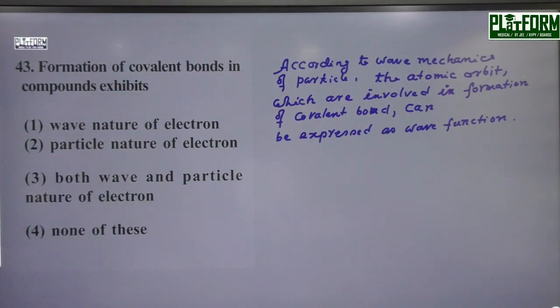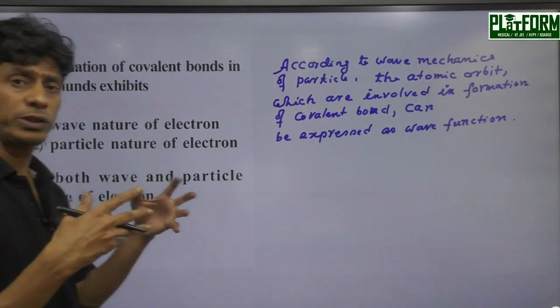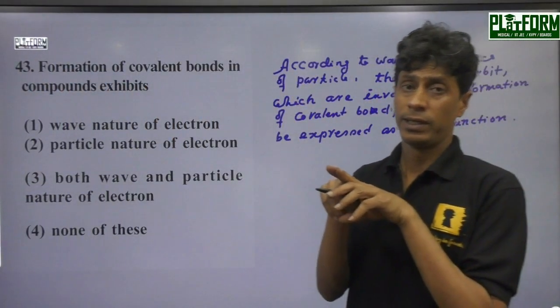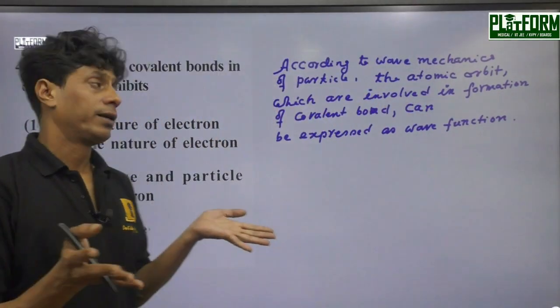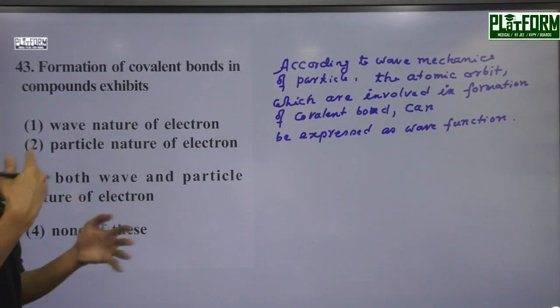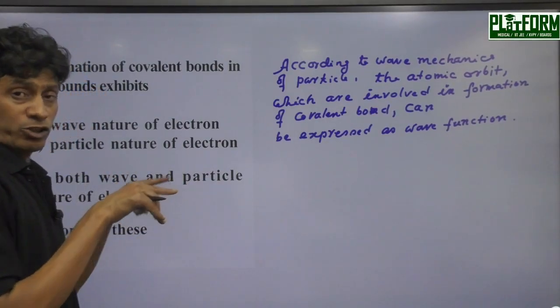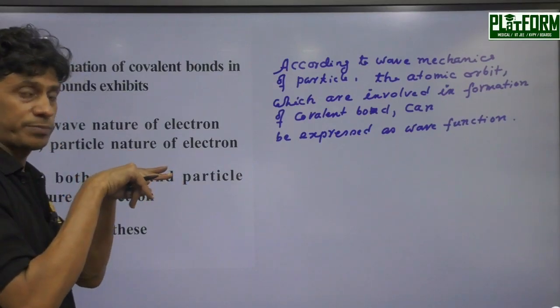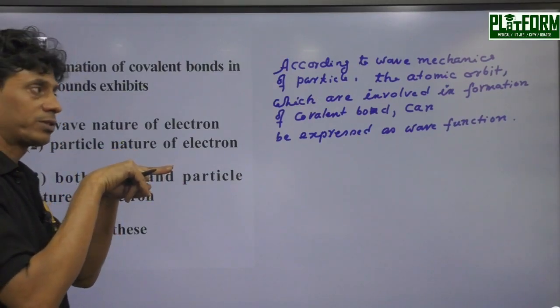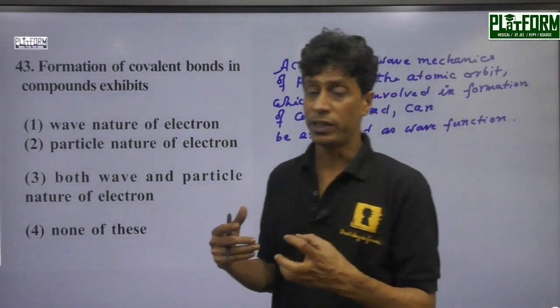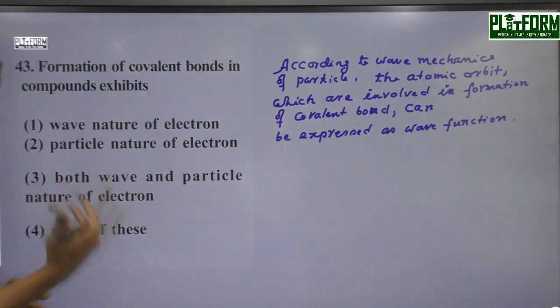So a covalent bond is actually sharing of two electrons of two nearby atoms. It is actually to fulfill the octet or doublet. The electrons are shared between the two atoms, and they form a covalent bond with the help of the wave nature of particles. So here the right option is wave nature of electron.